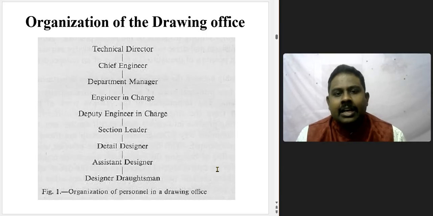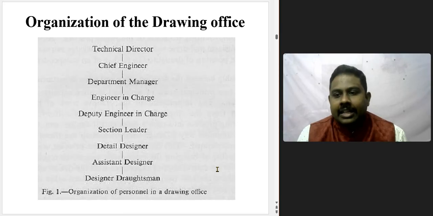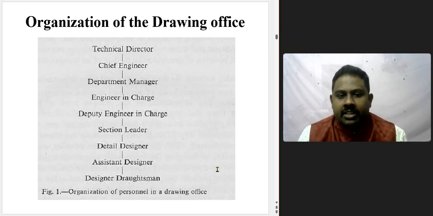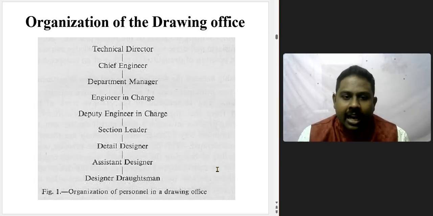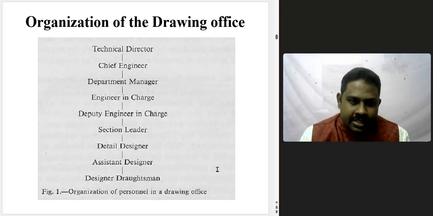It will go further to them. Then after that, the engineer in charge, who is going to work on the design, etc. Then the deputy engineer in charge, then the section leader, then after that the detailed designer. He is the one who is going to explode all the diagrams and make the design, etc., in terms of drafting as well as design.